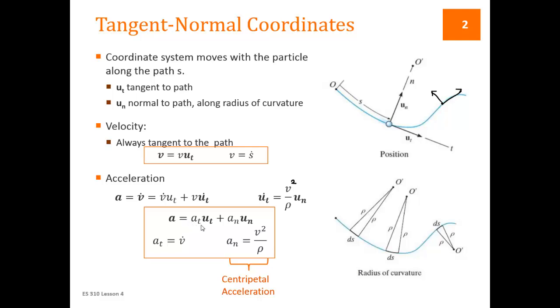So then we plug those in, and we get that a is equal to at, the tangential acceleration, times ut, the unit vector in the tangential direction, plus an, the normal component of the acceleration, times un, the unit vector in the normal direction. At is just v dot, and an is velocity squared over the radius of curvature. Another name for this is the centripetal acceleration. It always acts towards the center of the circle. This is what you feel when you take a sharp turn, right? It pulls you towards the center of the circle.